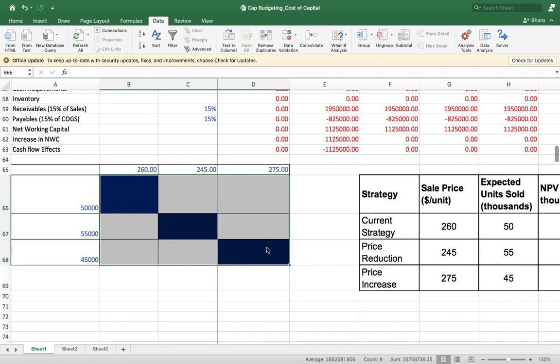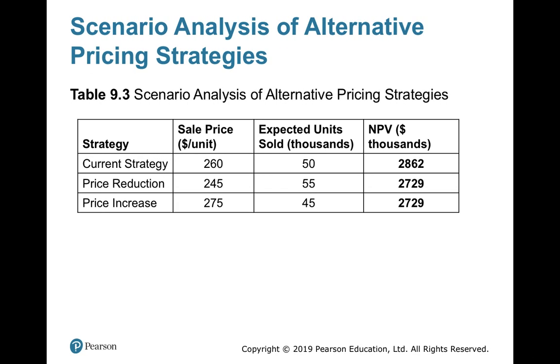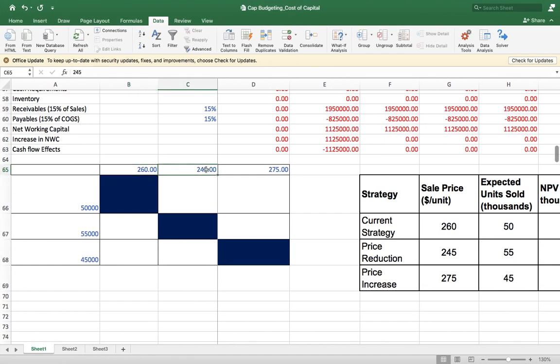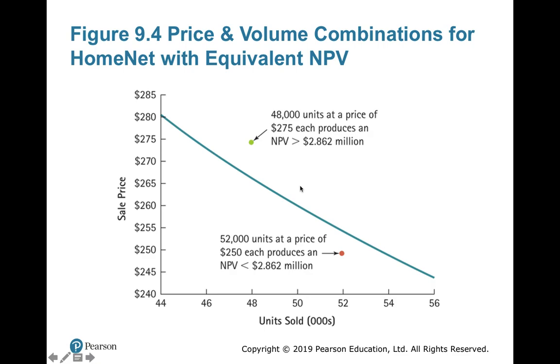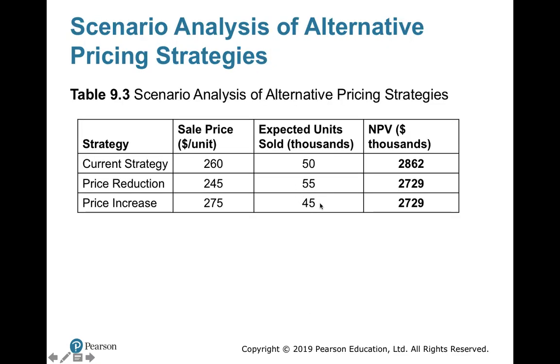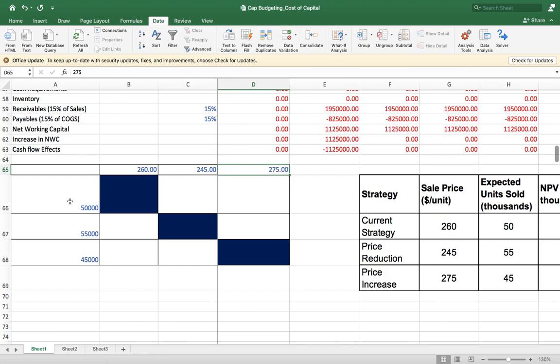I'm deleting what we have calculated originally. We only give the input here. Remember the input, please: 260, 245, 275. These are the selling prices. Baseline, we first tried to answer what the presentation is talking about. Next is 50,000, 55,000 and 45,000. We want to calculate the different NPVs available.